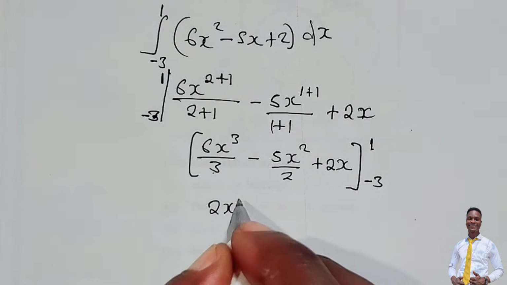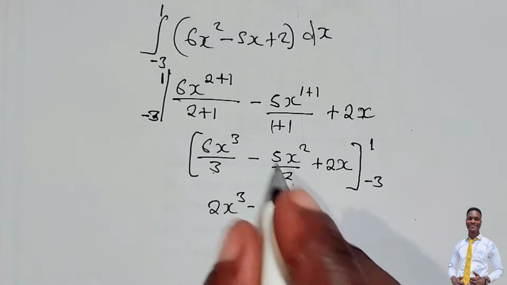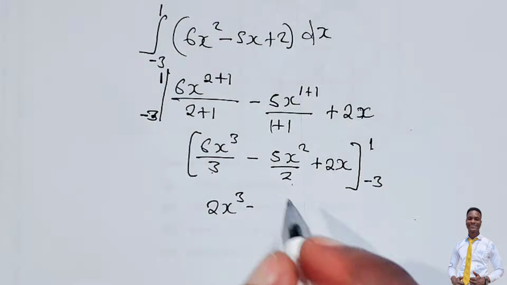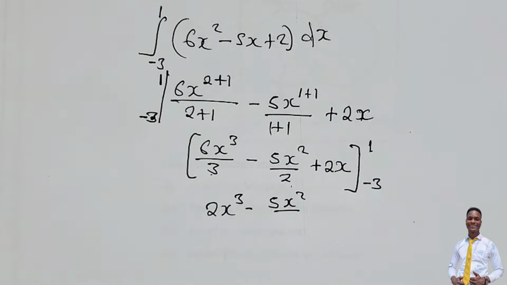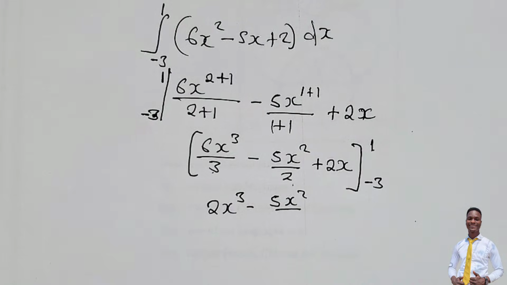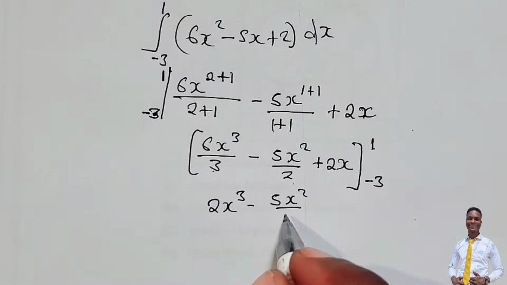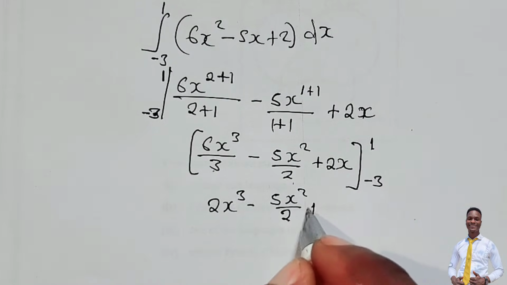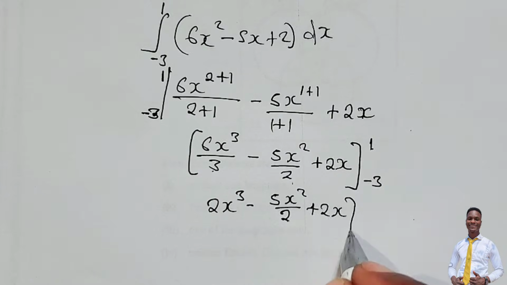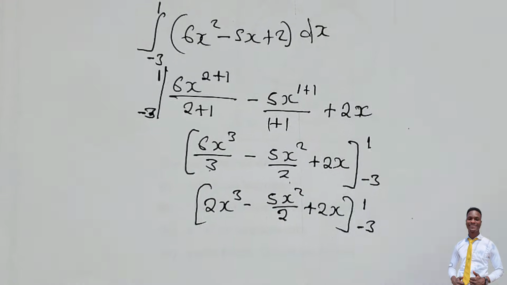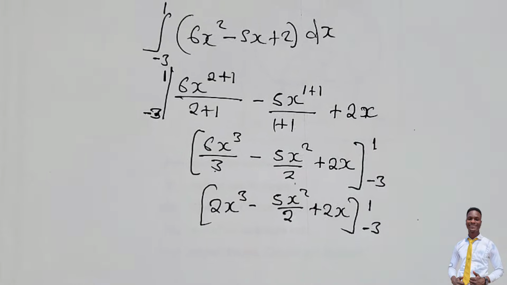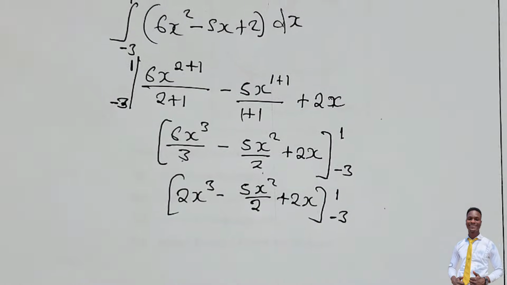So we have 2x to the power 3 minus, let's just leave this one the way it is, 5x to the power 2 over 2, because 2 can't go into 5 without leaving a remainder, plus 2x. The upper limit is 1, negative 3 as the lower limit. So here, this is what we're going to do. We're going to substitute.